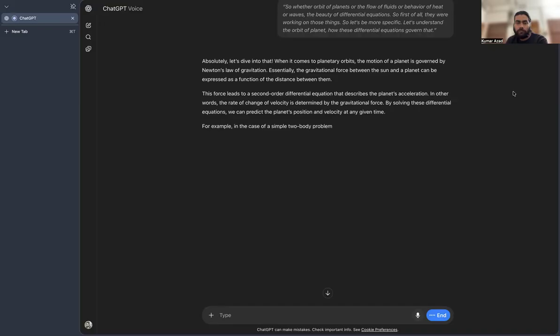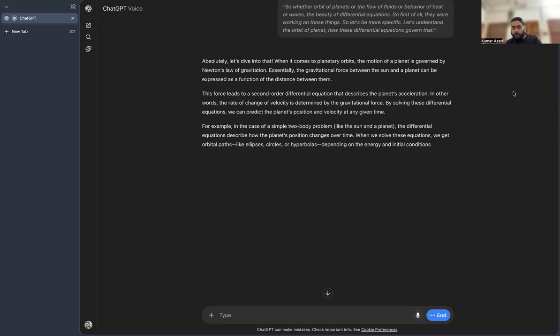For example, in the case of a simple two-body problem, like the sun and a planet, the differential equations describe how the planet's position changes over time. When we solve these equations, we get orbital paths like ellipses, circles, or hyperbolas, depending on the energy and initial conditions. It's a beautiful example of how mathematics can perfectly describe physical reality.